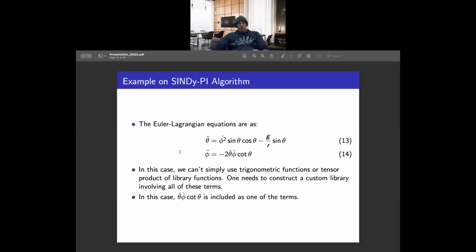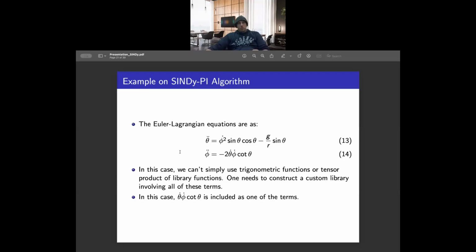So again, the question is which library do I need to select. Since I know that these dynamical equations are governed by trigonometric functions, first of all, I will select the library containing the trigonometric functions. And one thing that we need to understand here is that we have this theta dot and phi dot here as well. So if we want to capture that, that is what I had done. In the library, I included theta dot, phi dot, and cot theta as well.